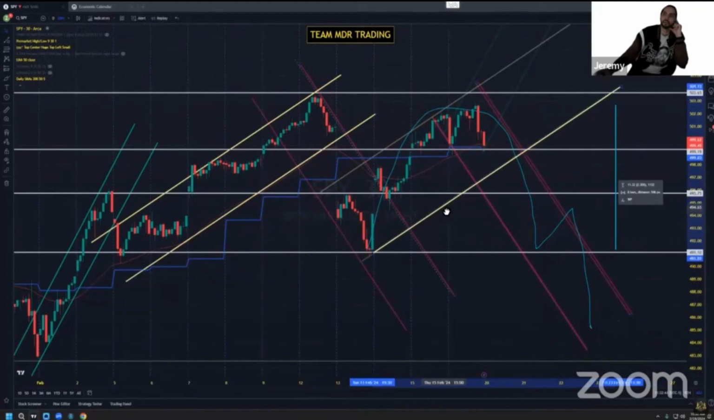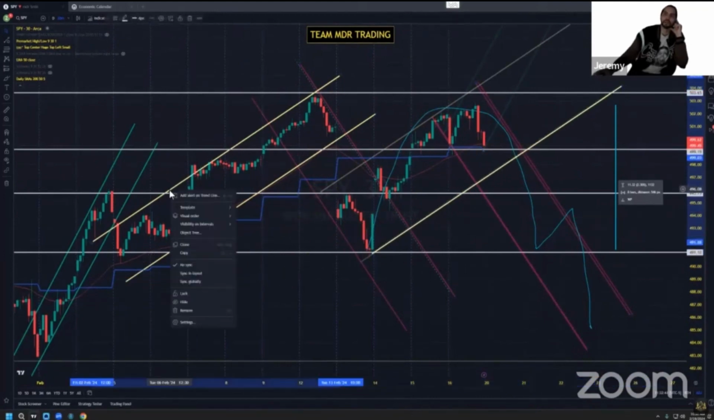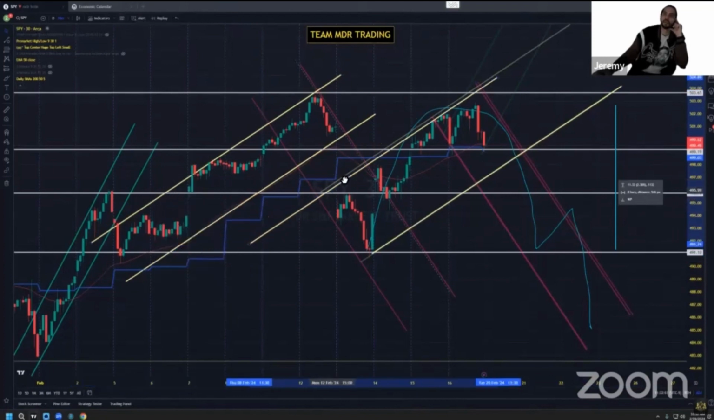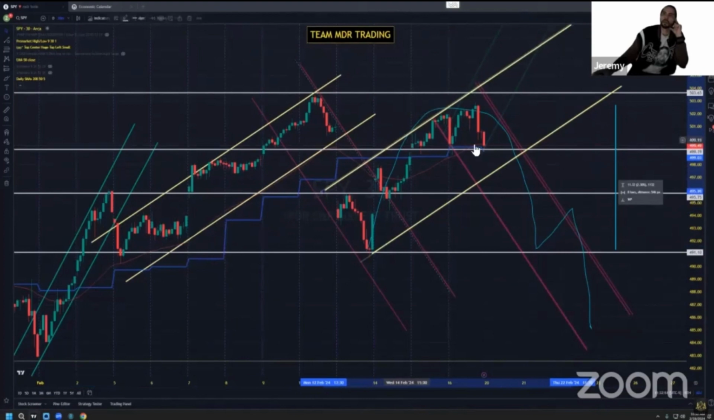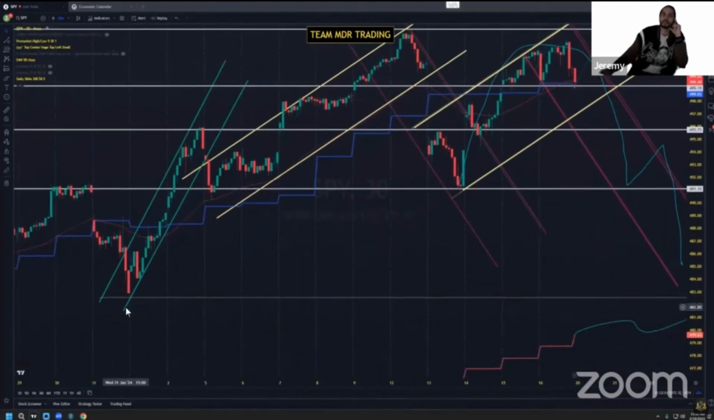Let's see, this one's legit. Hell yeah, this one's legit. Let's see this one, copy, clone. This one, legit. Heck yeah, that one's legit. And then let's see this green one right here.